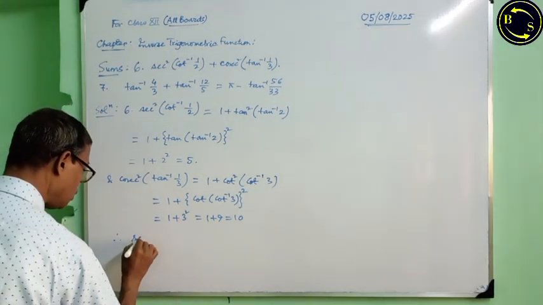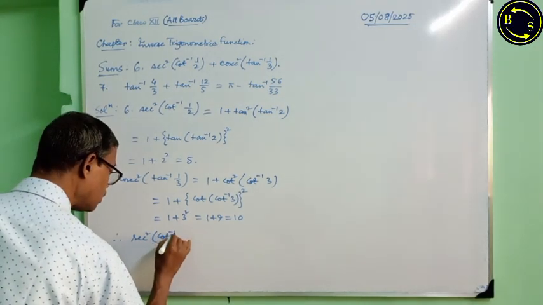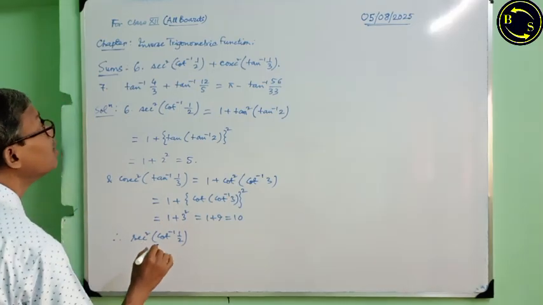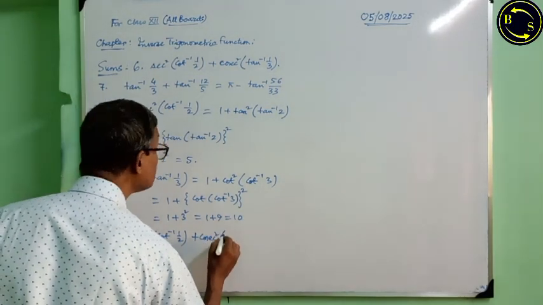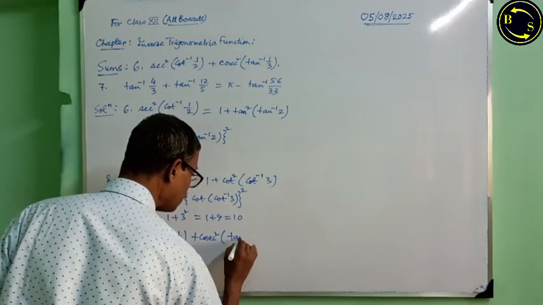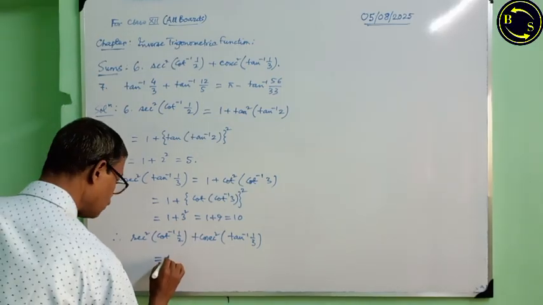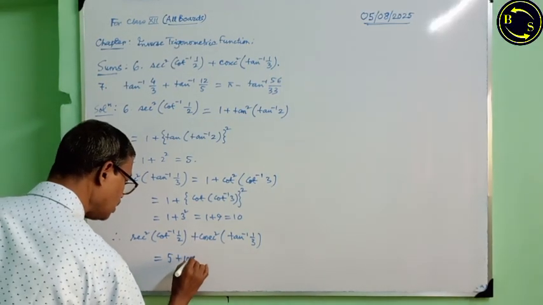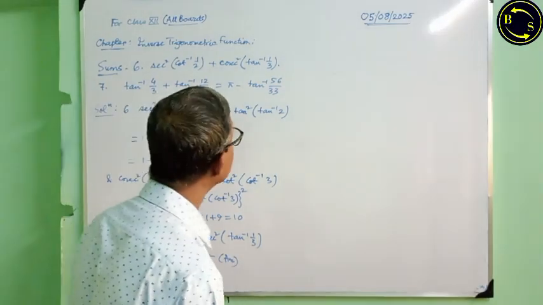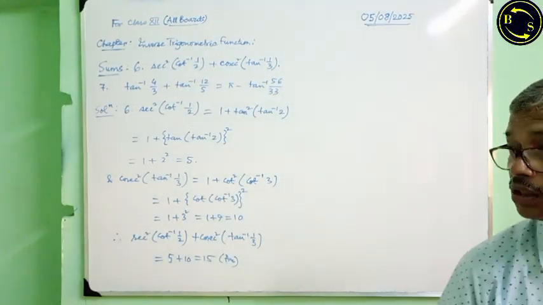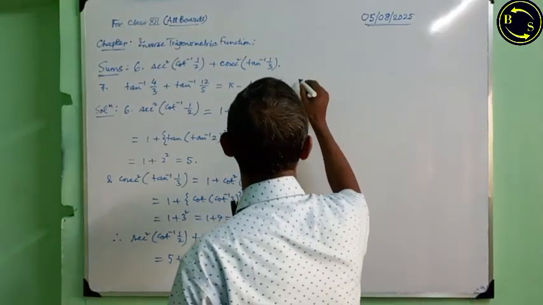Therefore, I write the whole sec square within brackets cot inverse half plus cosec square within brackets tan inverse 1 by 3 is equal to 5 plus 10 equal to 15. That is the answer of the first one. Then number 7.